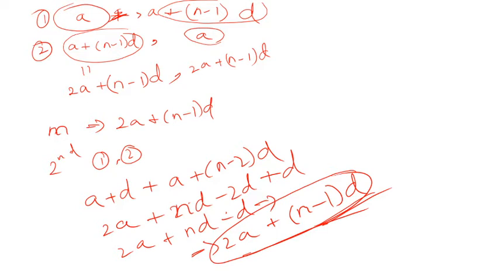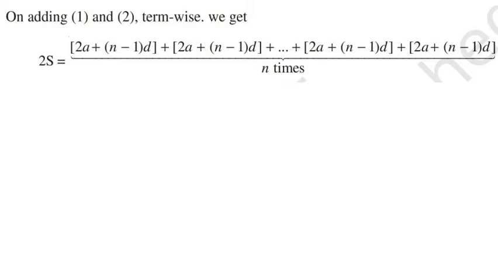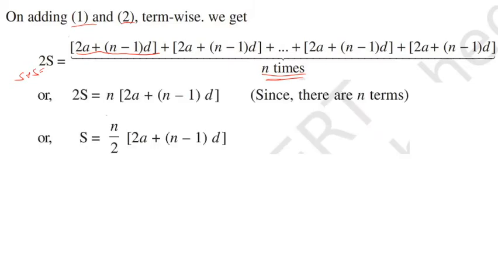Now let us take this into consideration and add both the equations 1 and 2. What we will get is 2a plus n minus 1 d, n times, right? So if we add 1 and 2, the LHS will be S plus S, which is nothing but 2S, and the RHS will be 2a plus n minus 1 into d, n times. Now this can also be written as 2S is equal to n into 2a plus n minus 1 d, since there are n terms, right?